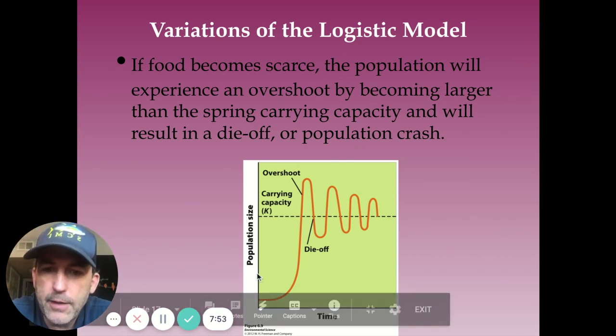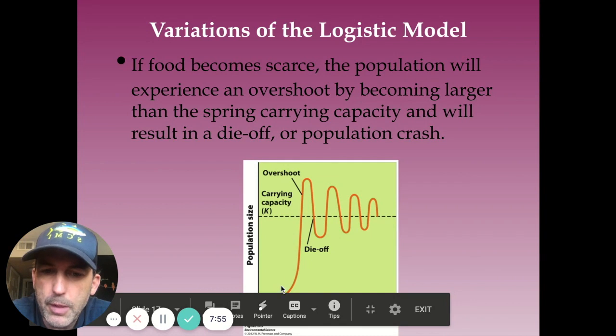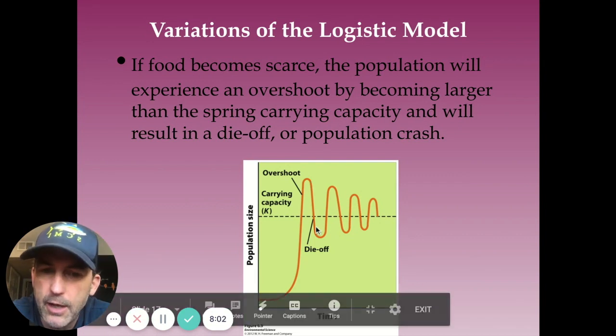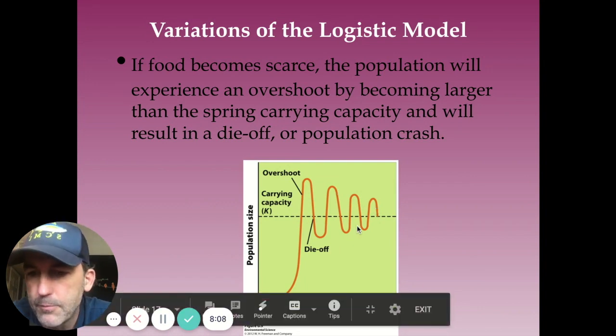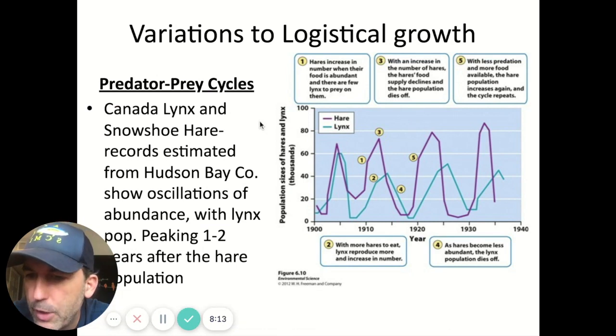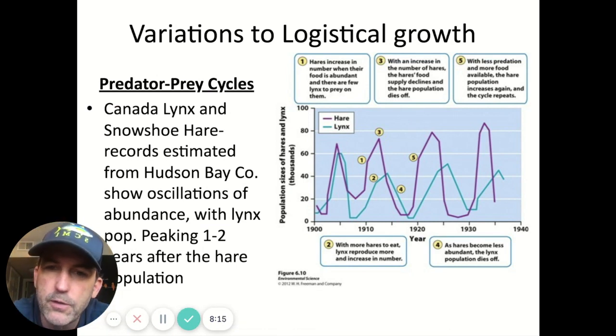So you can have this phenomenon called overshoot, where a population can go wildly above the carrying capacity for a short period of time, but there's always going to be a correction and a die-off, and the population will drop back below carrying capacity. And there may be kind of perturbations of that over a long period. And you can see this with things like predator-prey cycles in simple ecosystems.